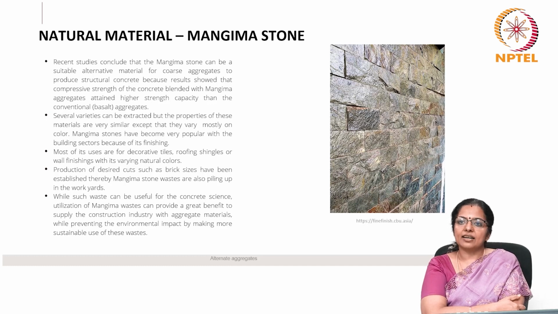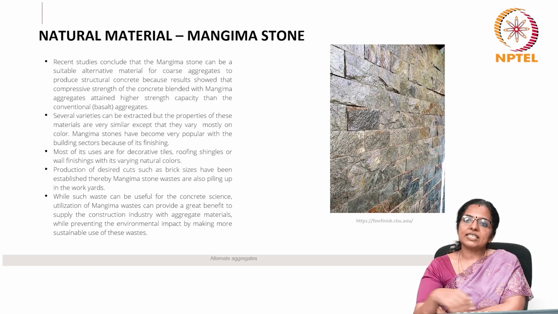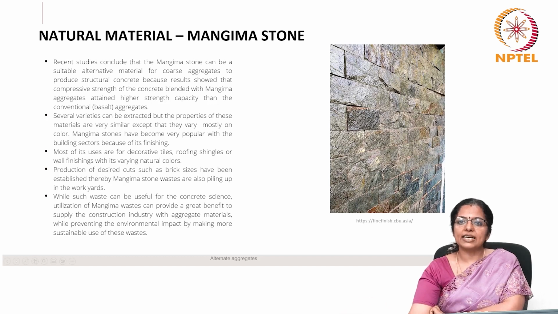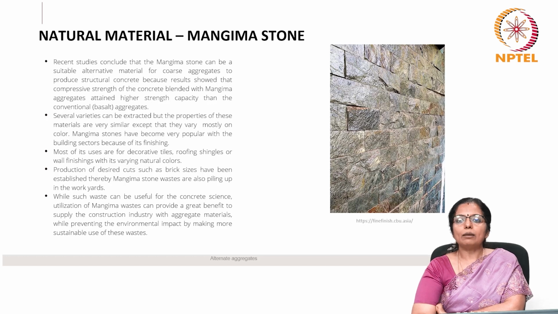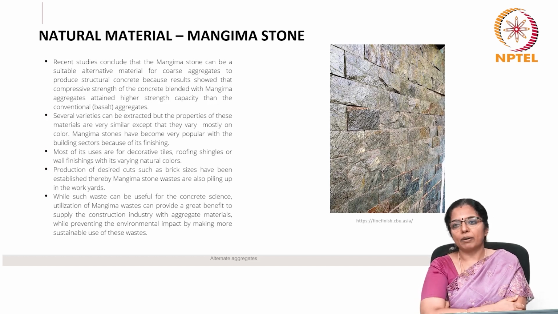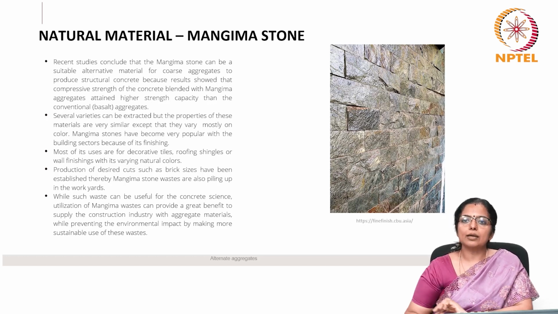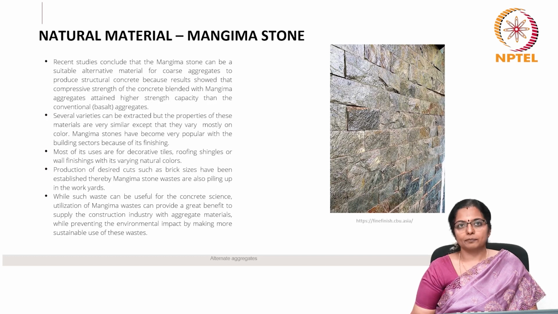Production of desired cuts such as brick sizes have been established, thereby Mangima stone waste are also piling up in the workyards. While such waste can be useful for the concrete signs, utilization of these wastes can provide a great benefit to supply the construction industry with aggregate materials while preventing the environmental impact by making more sustainable use of these wastes.